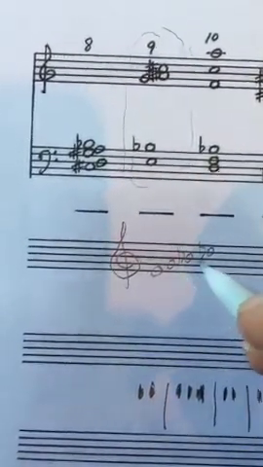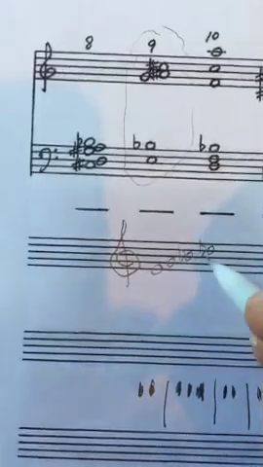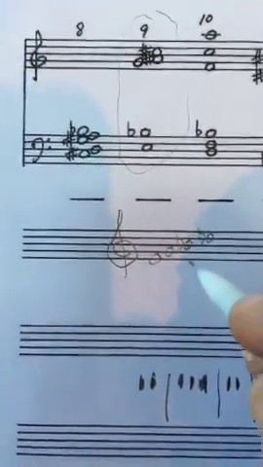Boy, this one's really easy. It's E, G, B flat, D flat. It's a diminished 7th chord. We don't need to do much with this.